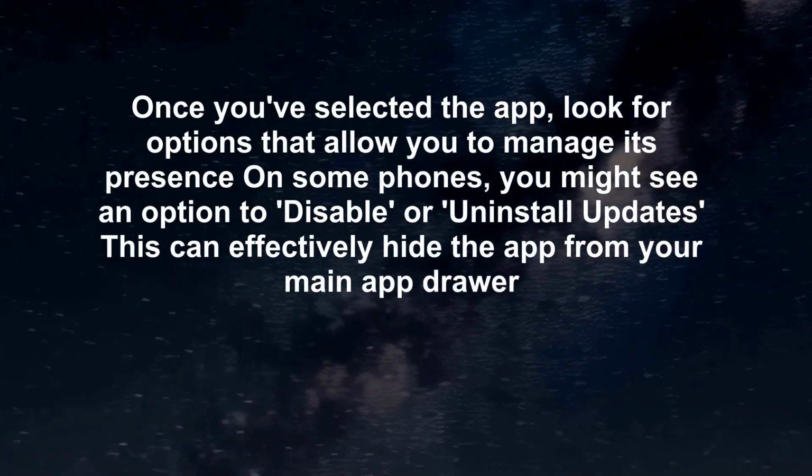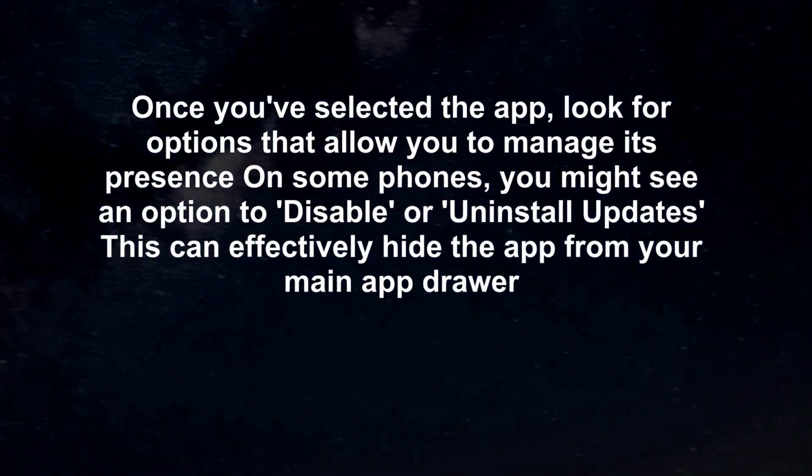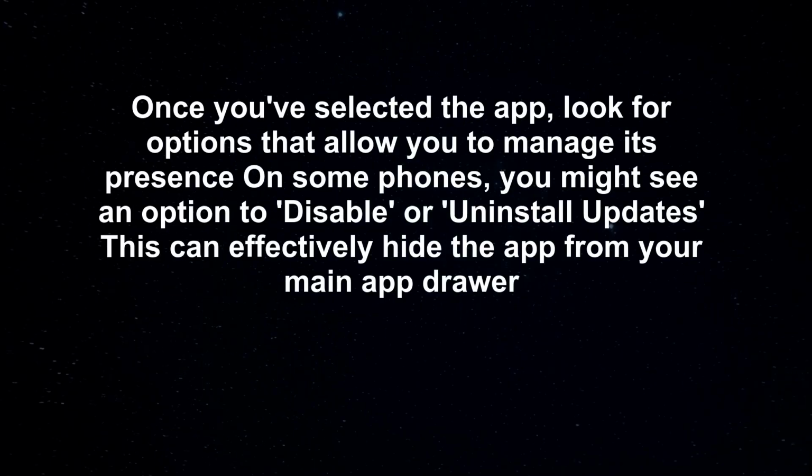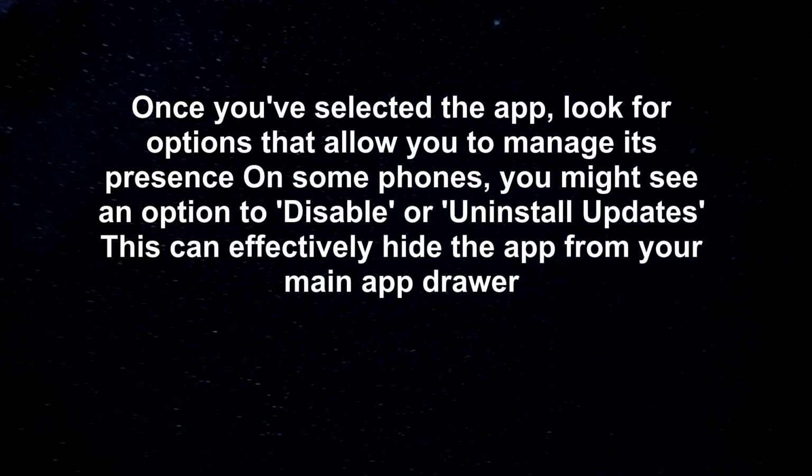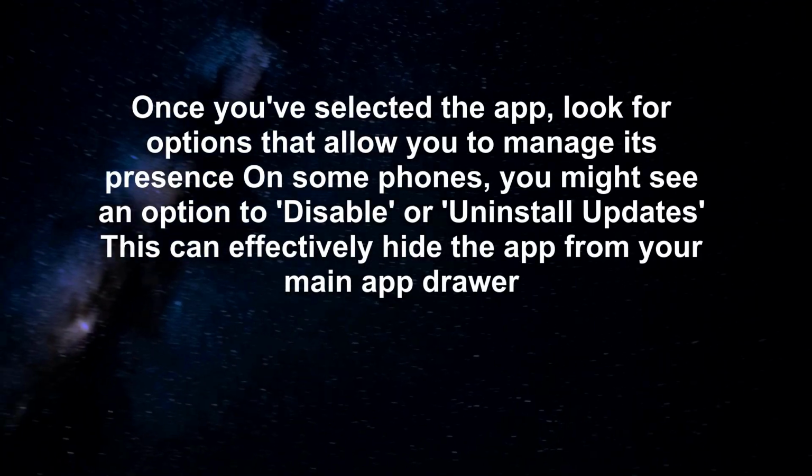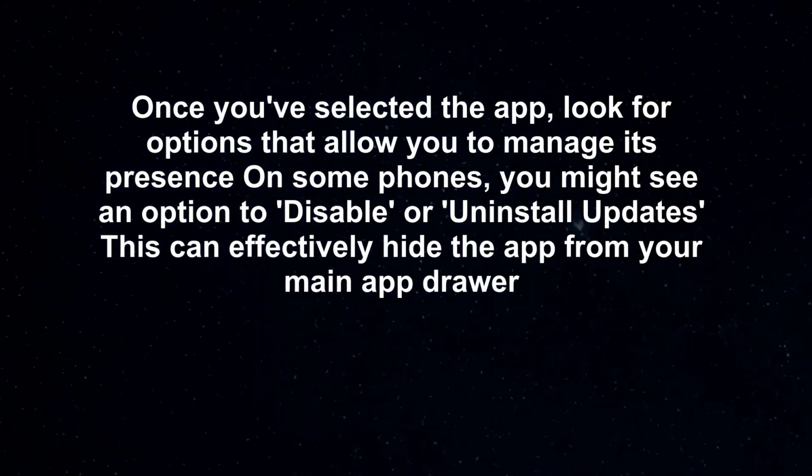Once you've selected the app, look for options that allow you to manage its presence on some phones. You might see an option to disable or uninstall updates. This can effectively hide the app from your main app drawer.